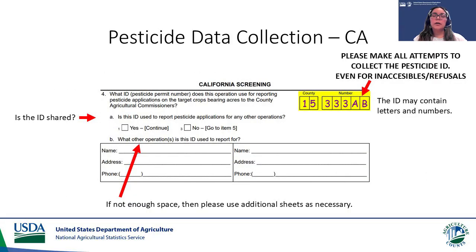So here's a screenshot of the California screening page. Notice that at the top right is where we enter the operation's California EPA ID, also known as the pesticide ID. This ID may contain both letters and numbers. For operations that are inaccessibles or refusals, we want to make all attempts to collect their pesticide ID, if at all possible. Then, we ask if the operation shares the ID with any other operations. If that is the case, then we would collect the contact information for the other operations.